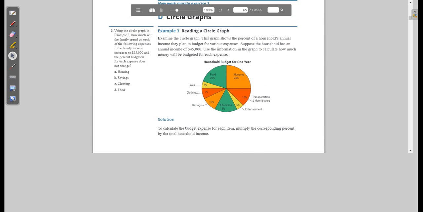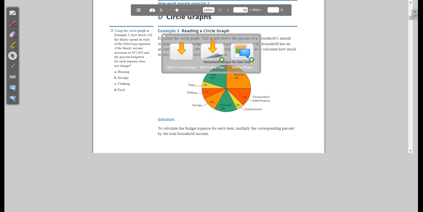Alrighty, so next up we have our pie graph or circle chart. Alright, so this reads, examine the circle graph. This graph shows the percent of a household's annual income they plan to budget for various expenses. Suppose the household has an annual income of $45,000. Use the information in the graph to calculate how much money will be budgeted for each expense. Hang on. What are we wanting to do here? It has an annual income of $45,000. Use the information in the graph to calculate how much money we budget for each expense.